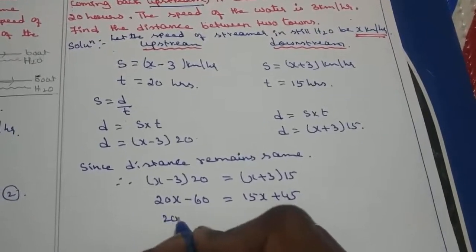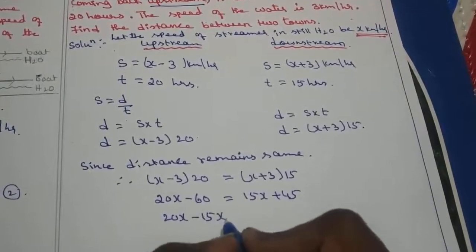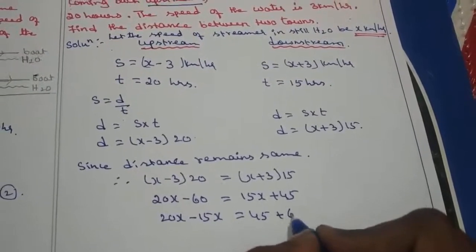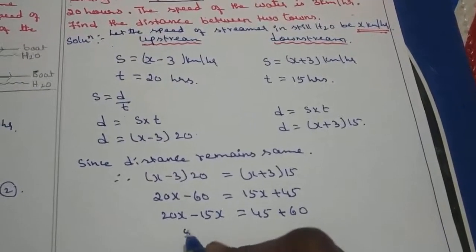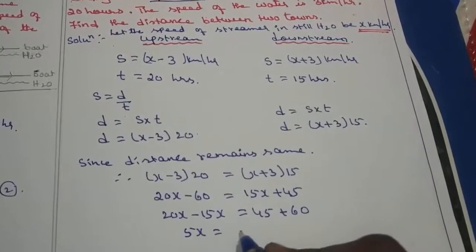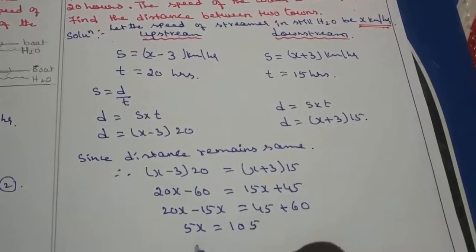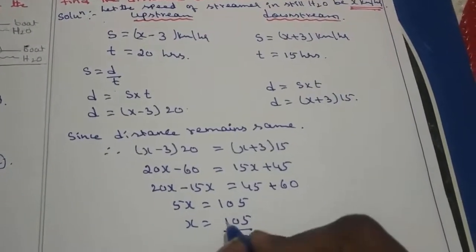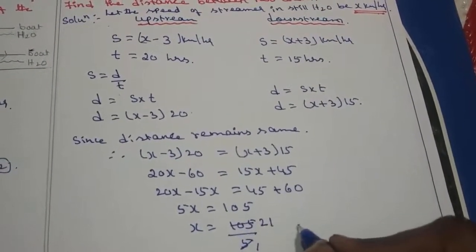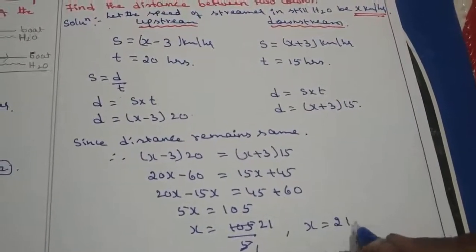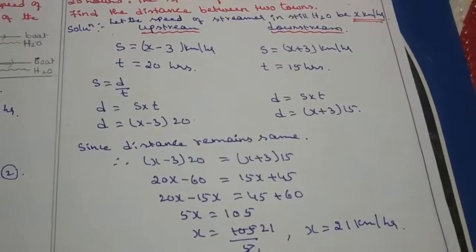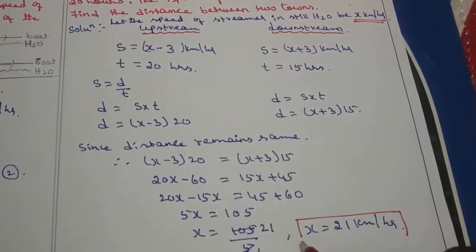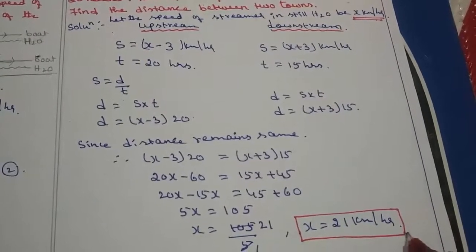Group the like terms on one side and the constants on another side, that is variables on one side and the constants on another side. 45 plus 60. 20 minus 15 is 5x equal to 45 plus 60 is 105. Then x equal to 105 divided by 5. 5 1s are 5, 5 2s are 10, 5 1s are 5, that is x equals 21. But our assumption x is nothing but the speed of steamer in still water, which is 21 km per hour.